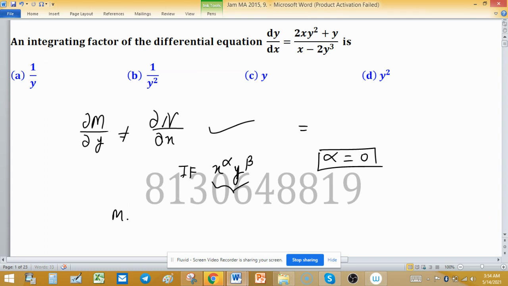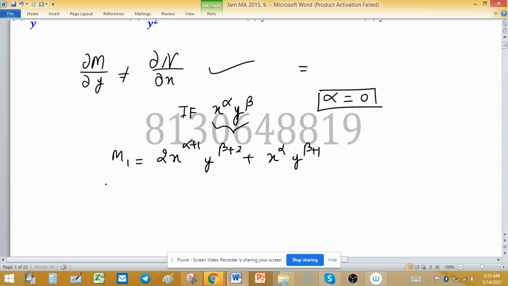So M1 will be 2x raised to the power alpha plus 1, y raised to the power beta plus 2, plus x raised to the power alpha, y raised to the power beta plus 1. This is the value of M1, and N1 will be minus x raised to the power alpha plus 1, y raised to the power beta plus 2, plus 2 x raised to the power alpha minus 1, y raised to the power beta plus 3.